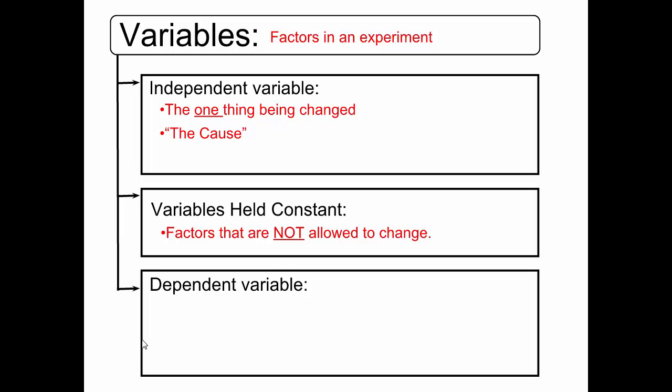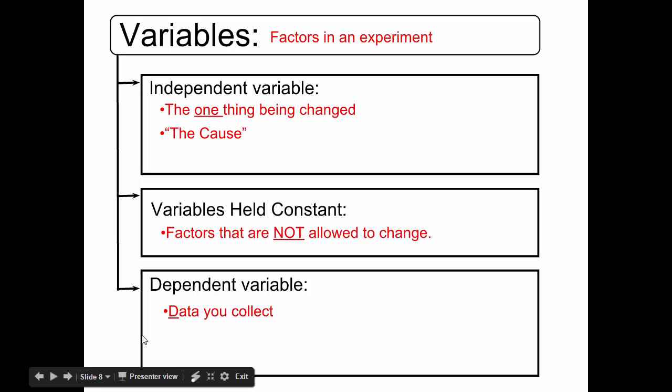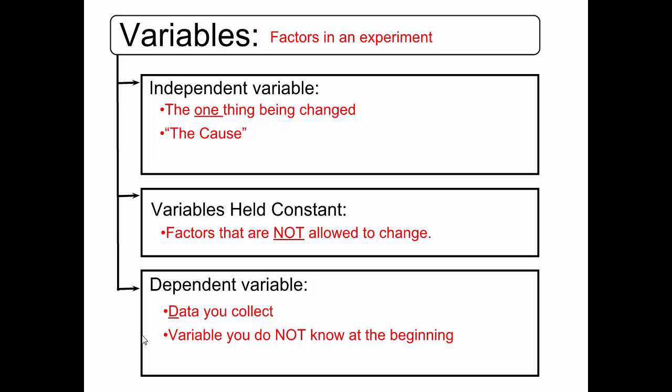And then the last type of variable is something called the dependent variable. The dependent variable in your experiment, it's the data you're collecting. Okay, the data that you collect. You could think of it as the results of your experiment. And you don't know it ahead of time. You are figuring it out as your experiment's going along, as you're measuring it. So if you think of the independent variable as the cause, what is the dependent variable? The effect. It's kind of like the results of your experiment is the dependent variable.